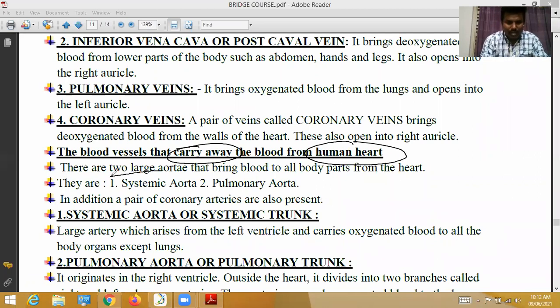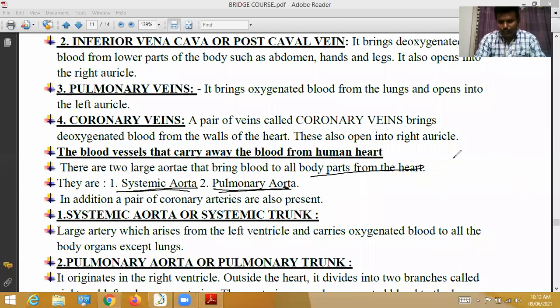So there are two large aortae that carry blood from the heart to all the body parts. Those two large aortae are called the systemic aorta and the pulmonary aorta.